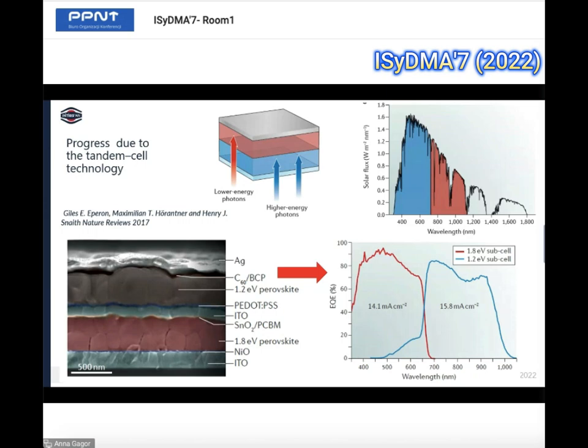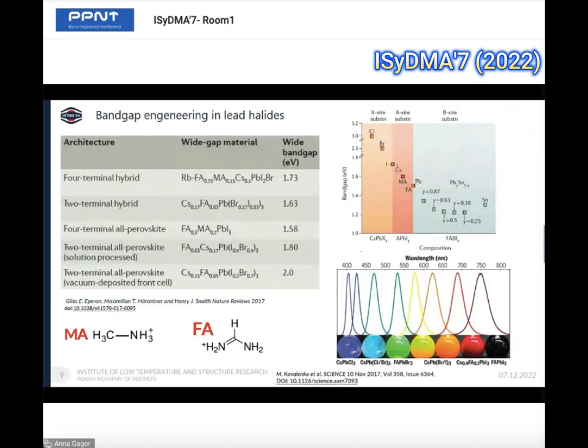It's a tandem cell technology where we can use a sandwich composed of layers built of perovskites with different band gaps. And this way we can more efficiently use or absorb the solar spectrum and more efficiently generate the electrons and produce a current. And in halides, it is very easy to control the band gap just by simple chemical substitutions.